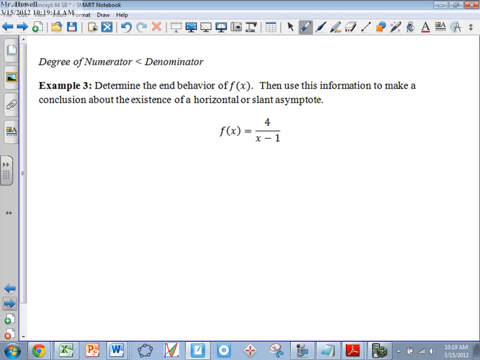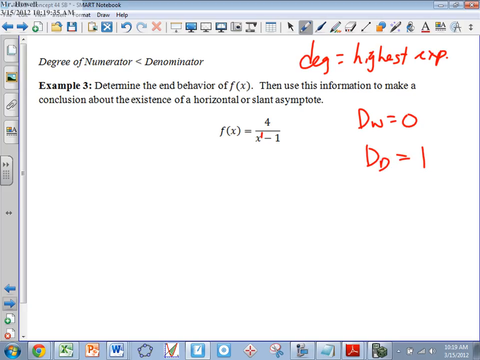Remember, in case you're forgetting, the degree is the highest exponent of the function. So for the numerator, there is no highest exponent. So the numerator's degree happens to be 0. The denominator, what's the exponent here though? 1. There's a 1 there. Again, it's really x to the 1. So the degree of the denominator is really 1.